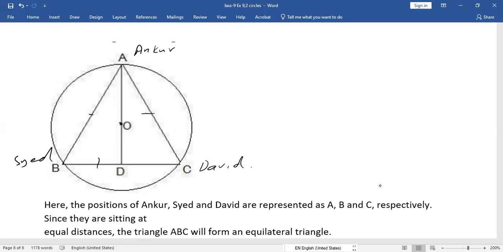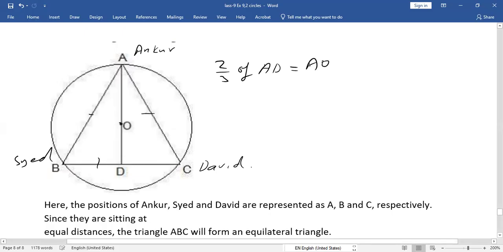And this will be in the ratio 2:3. That means 2/3. So 2/3 of AD will be AO. There is a concept like that in the center.